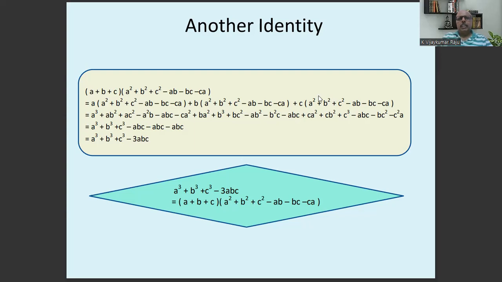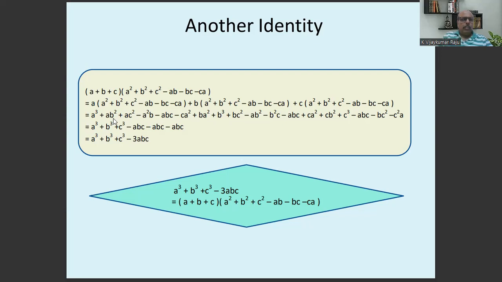Now here again this third bracket, C into A square is CA square, C into B square is CB square, C into BC is C raised to 3, minus C into AB is minus ABC, minus B into C into BC is minus BC square, minus C into CA is minus C square A. Now if you write down the cube powers first: A raised to 3, B raised to 3 and C raised to 3. Write all the three.